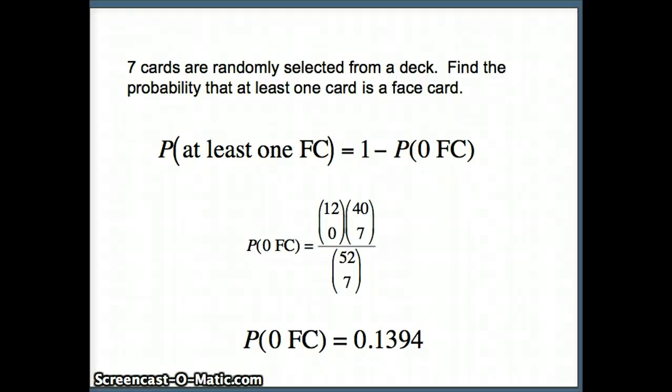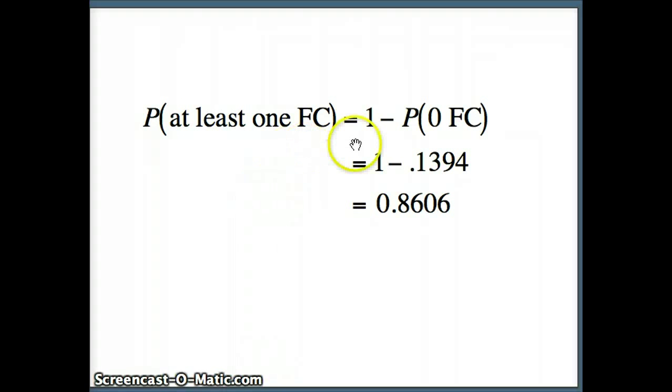So we'll recall that our theoretical solution for 0 face cards was 0.1394. So what will at least 1 face card be theoretically? At least 1 face card, 1 minus the probability of 0 face cards, 1 minus 0.1394, which is 0.8606, which is very close to Minitab's answer, also around 86%.